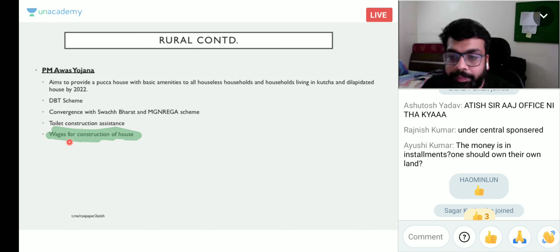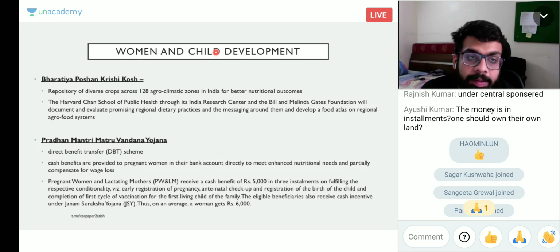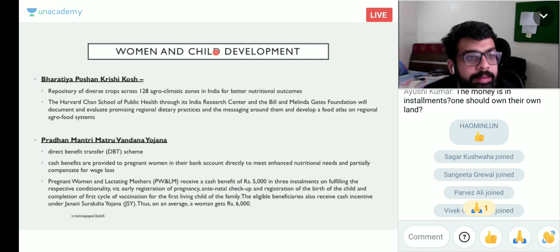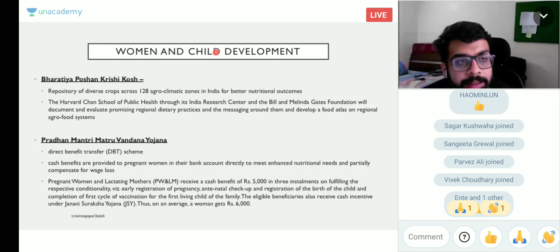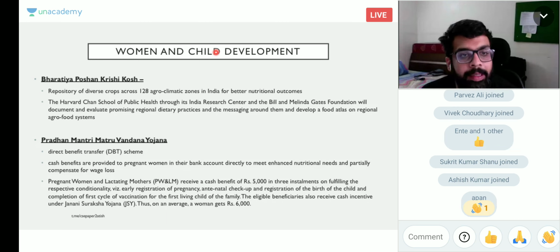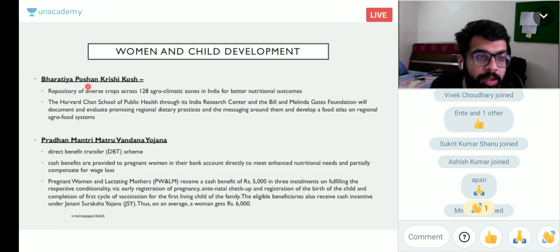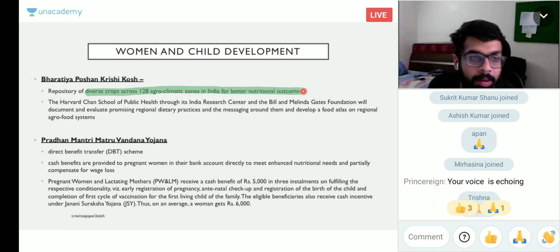Now, women and child development again has been massively in the news in December and January. The first is the Bharatiya Poshan Krishi Kosh. Now, the Bharatiya Poshan Krishi Kosh is basically a technologically built scheme. It is a repository of diverse crops across 128 agroclimatic zones for better nutritional outcomes.